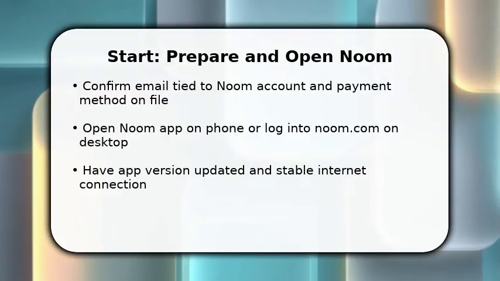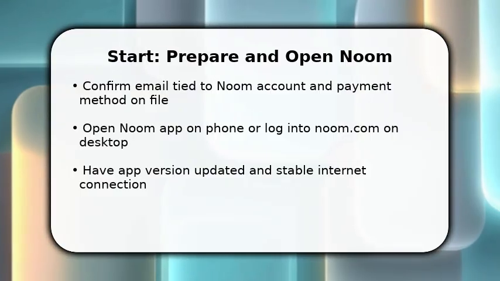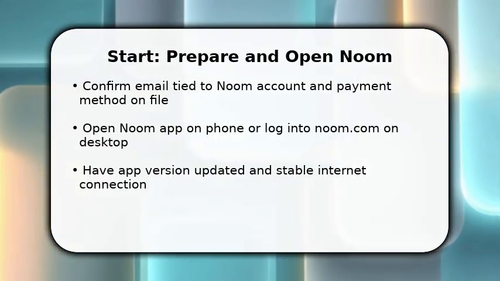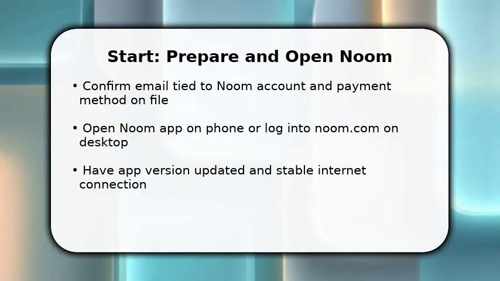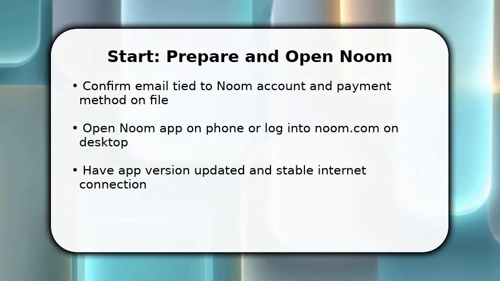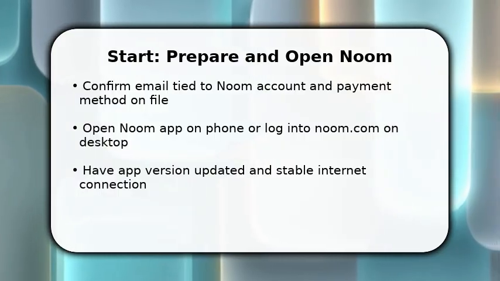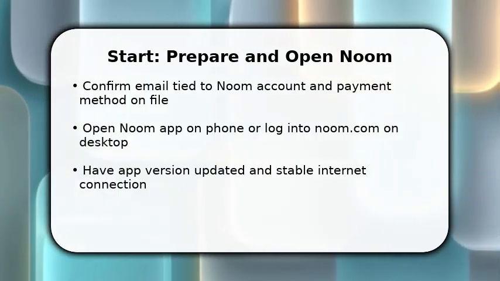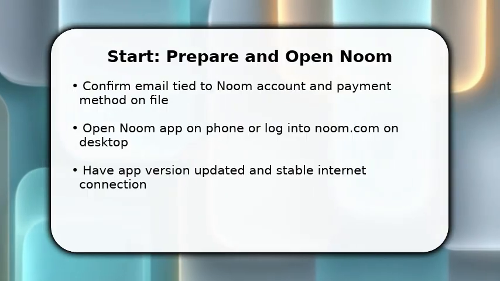You will start by confirming the account and payment details so the cancellation targets the right subscription. Open the Noom app or sign in on the website. This matters because in-app and web flows differ. Once done, navigate to your profile or settings immediately to access subscription controls.